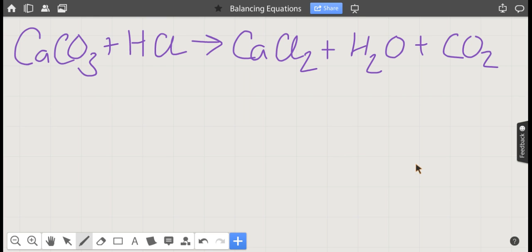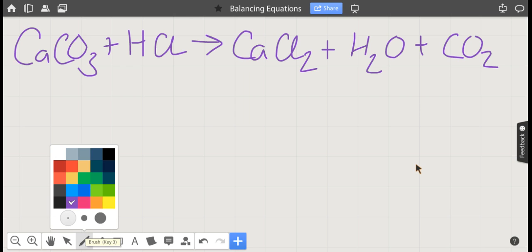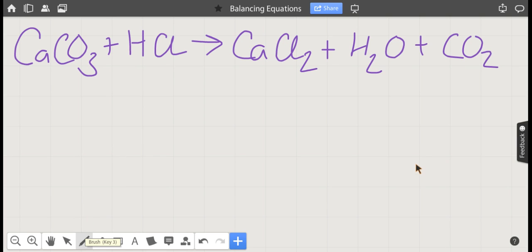So today we're going to balance a chemical equation. Here on the screen in front of you, you can see the equation for the reaction between calcium carbonate and hydrochloric acid. When balancing a chemical equation, we need to do a couple of things. The first thing is to list all the elements that we have.